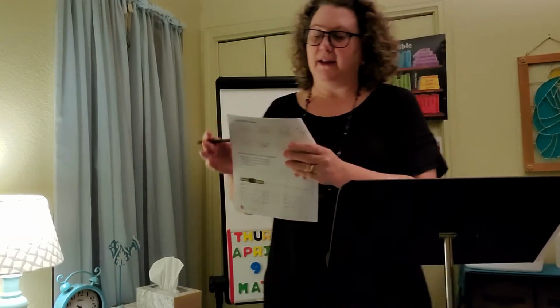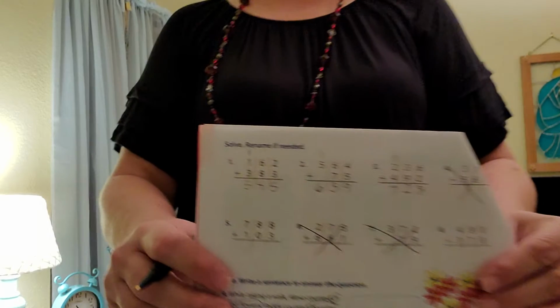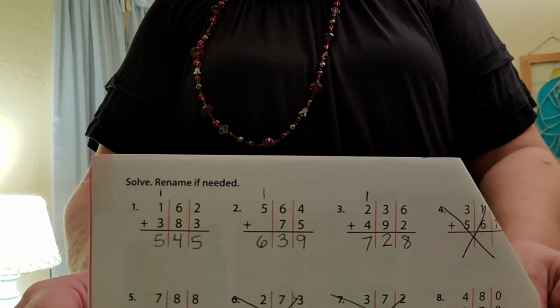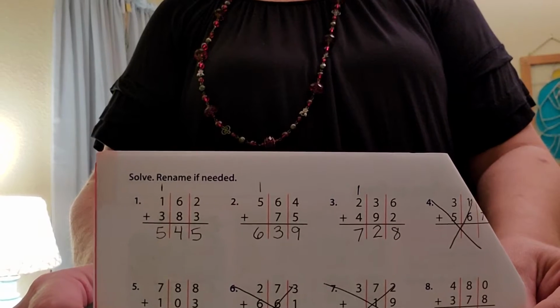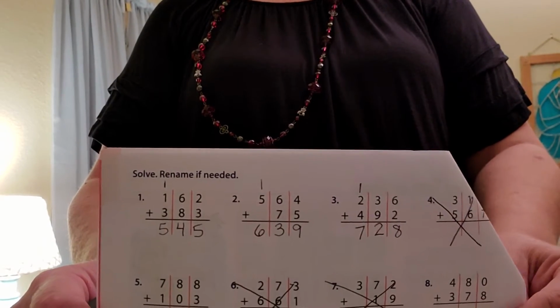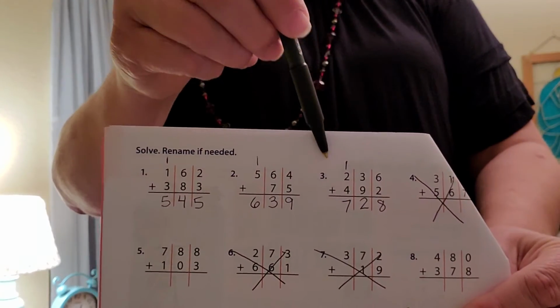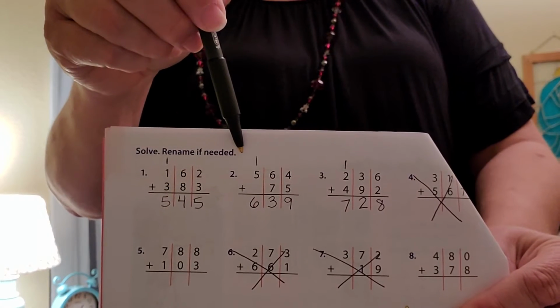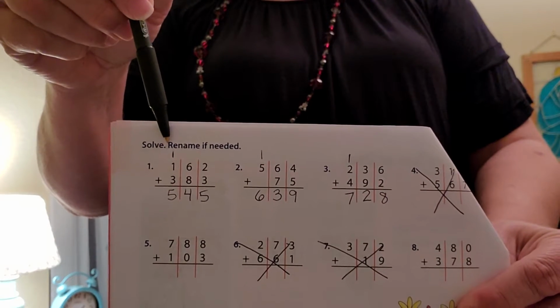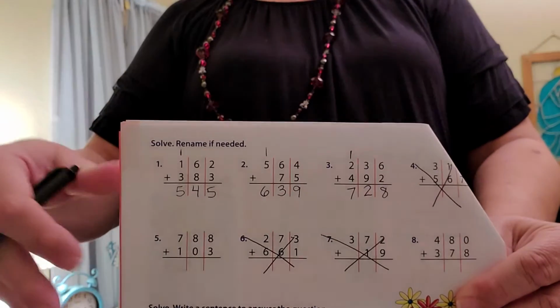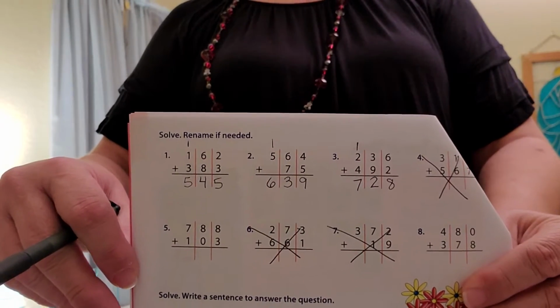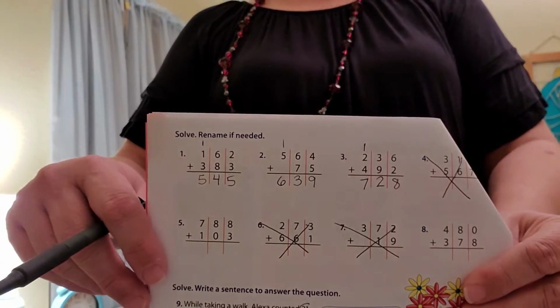Now here are the answers to those top problems, boys and girls. Does your paper look like my paper? If it doesn't, let's get it fixed. Are you renaming that 100? Make sure you're making that mark there. Don't do it without it. You need to have that 100 there. Okay, this time we renamed tens. Let's see what happens on the next row.